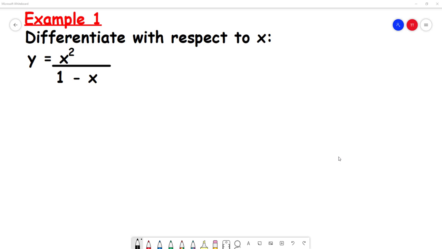In this video, we're going to go through the quotient rule. So first of all, we need to know what the quotient rule is in differentiation. The quotient rule is dy by dx is always v times u dash minus u times v dash, divided by v squared. Throughout this video, this is what we're going to refer to as the quotient rule.